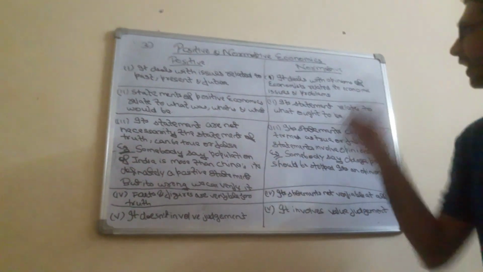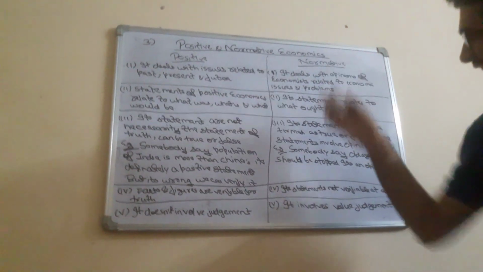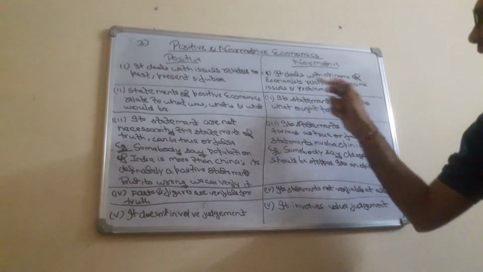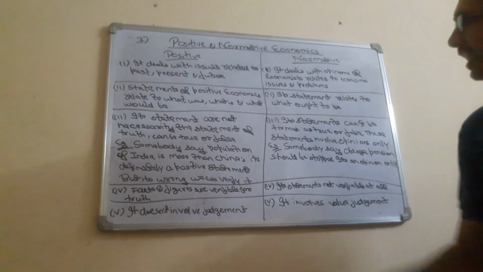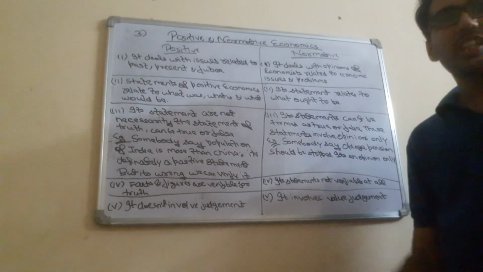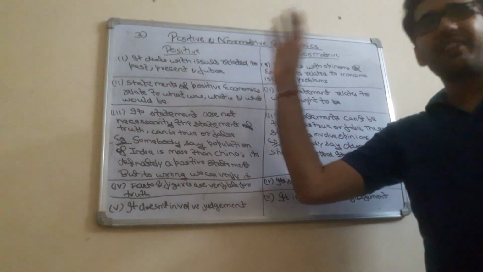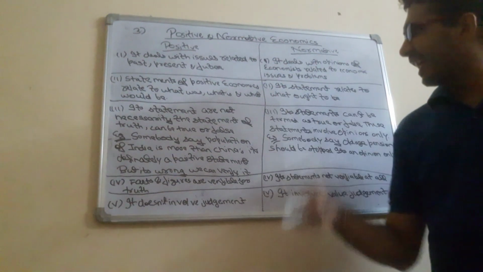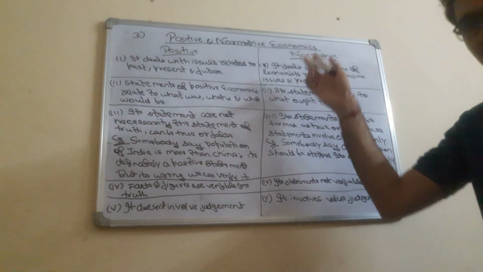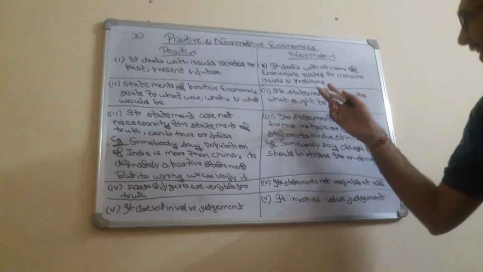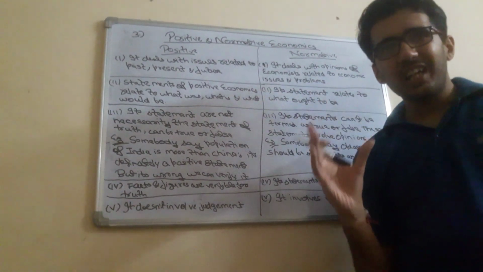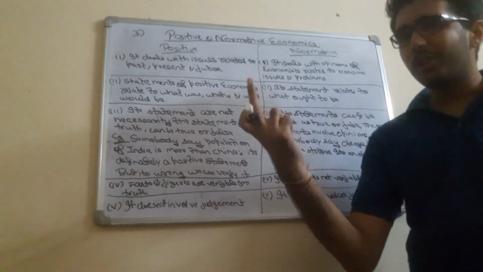Now, normative economics. Let's read about that. It deals with opinions of economists related to economic issues and problems. In positive economics, we didn't give any opinion; we went to facts and figures to find out. In this, the economists give their opinions about something. Next, its statement relates to what ought to be. Their opinions are about what should be, what ought to be.